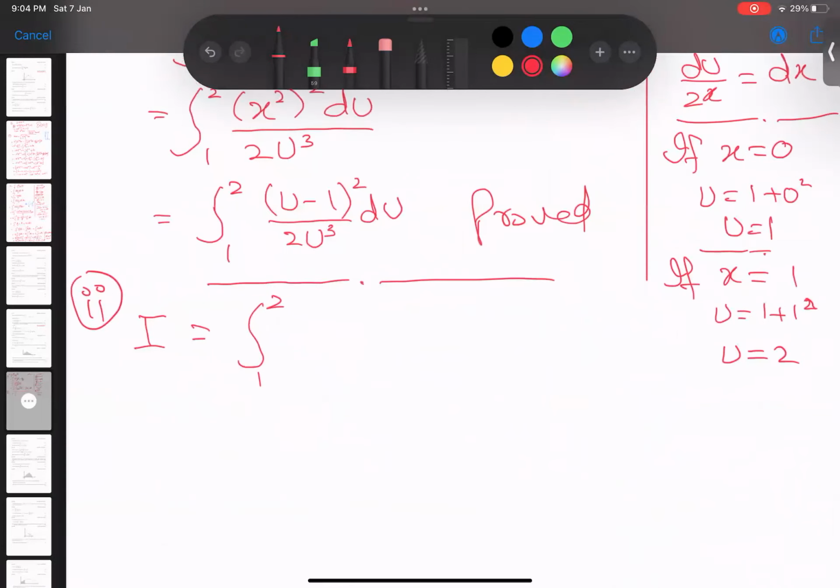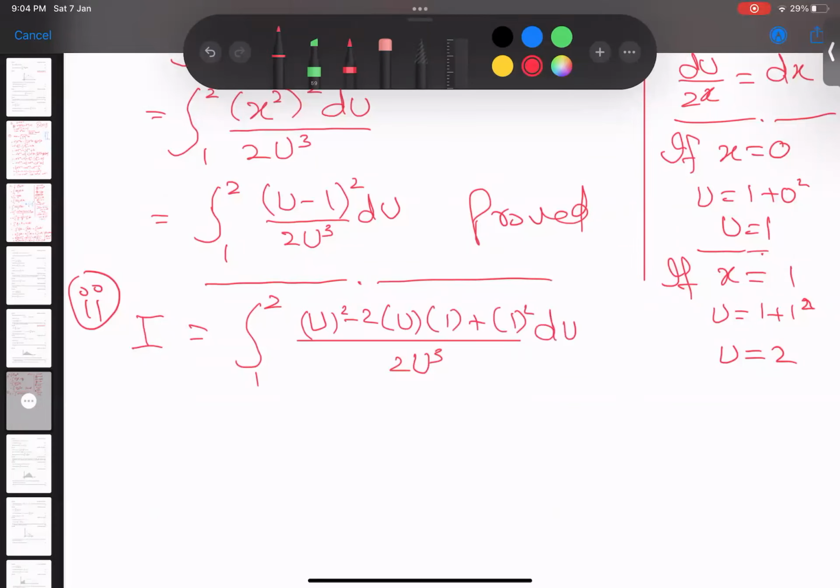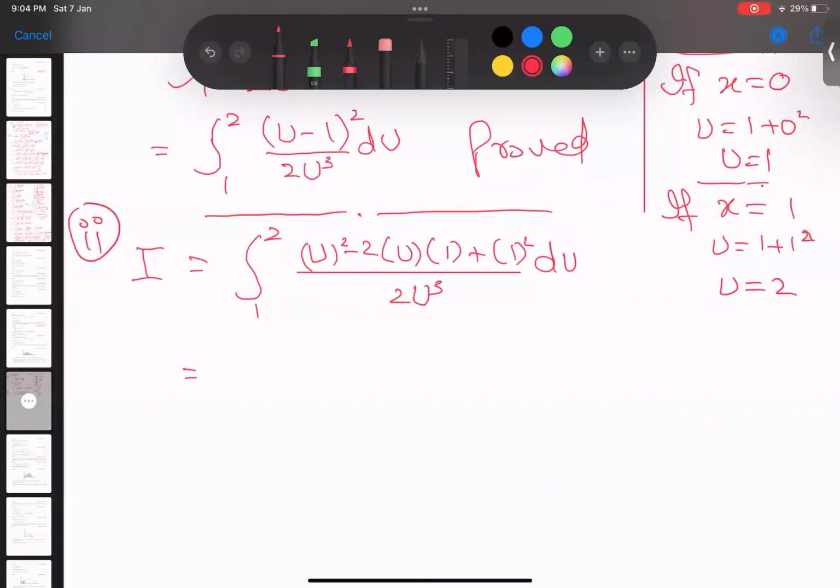Job number 1, I will first expand the bracket in the numerator. First term square minus 2 into first term into second term plus second term square, divided by 2u cube, du. In this way, now I get u square by 2u cube minus 2u over 2u cube plus 1 by 2u cube.